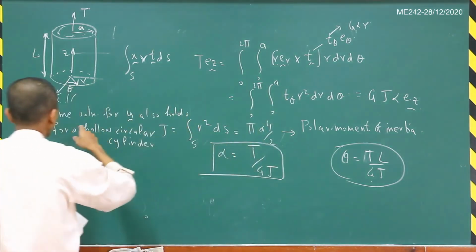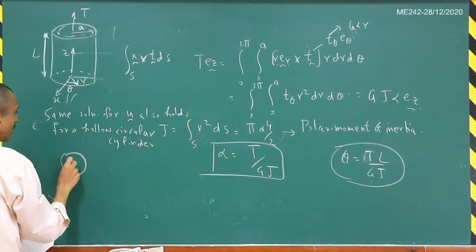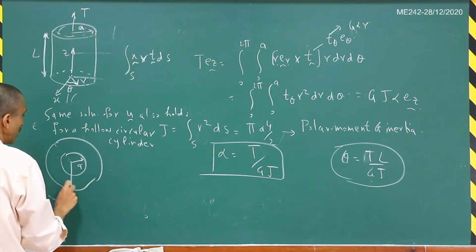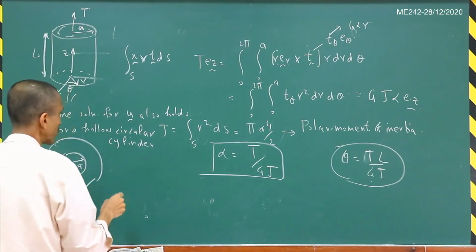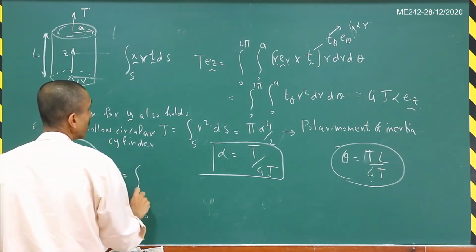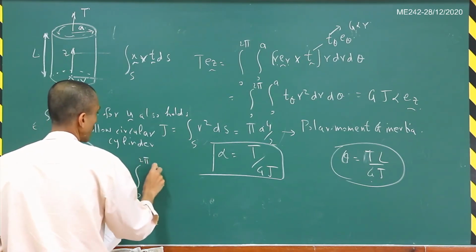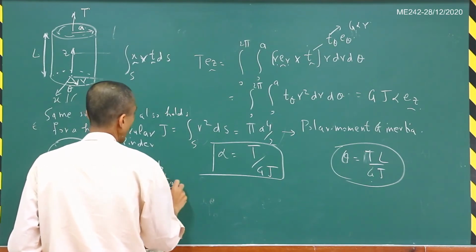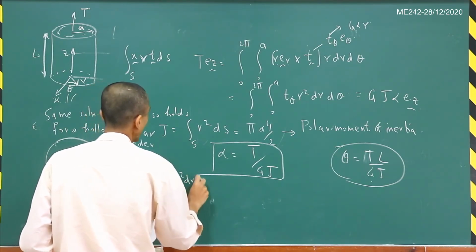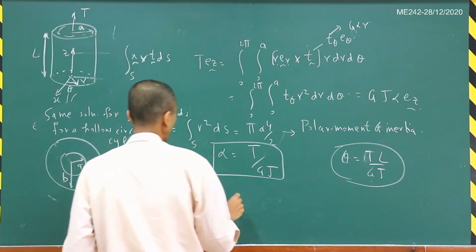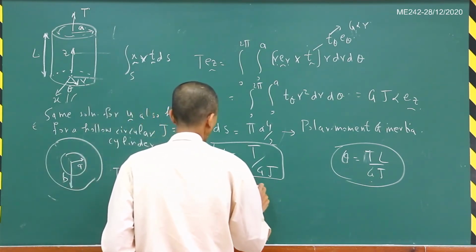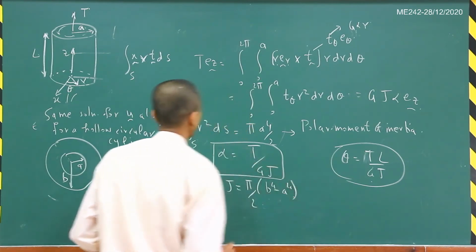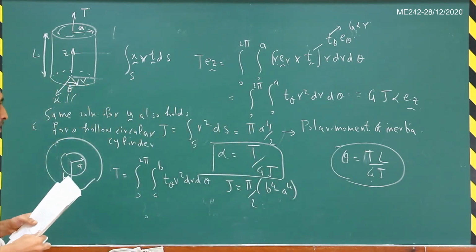Correct? So suppose this hollow circular cylinder has an inner radius of a and an outer radius of b. In that case, your T is z, so T will be equal to the integral from 0 to 2 pi, a to b, of t theta times r square times dr times d theta, and so you will get that J will be equal to pi by 2 times b raised to 4 minus a raised to 4. So that is what you will get in this particular case.